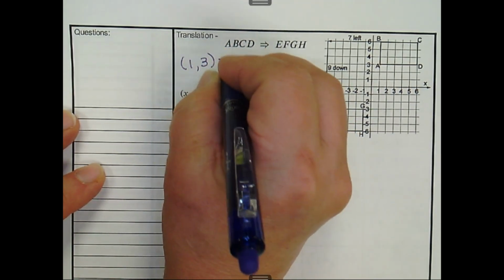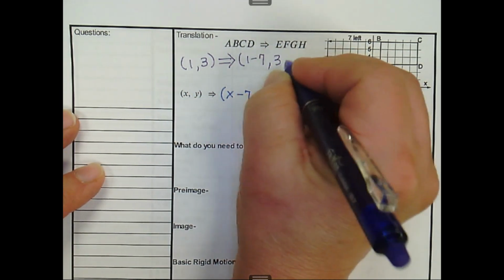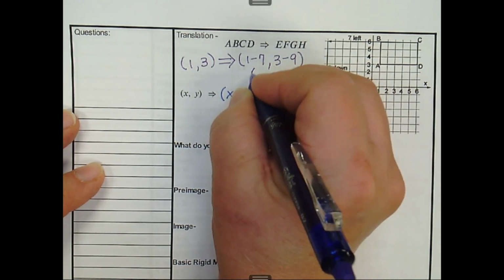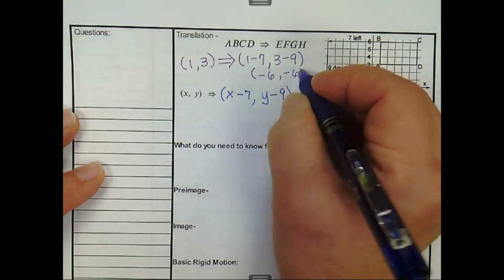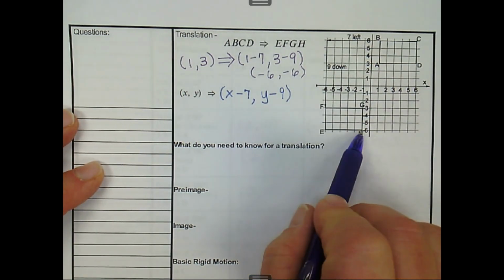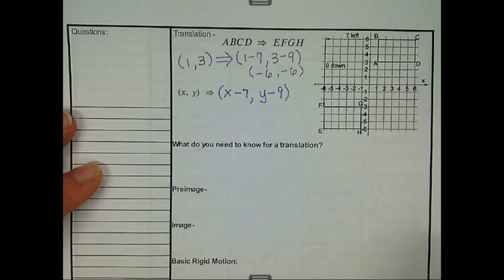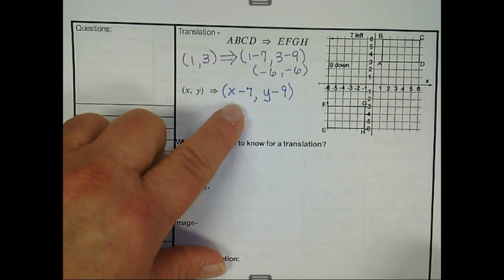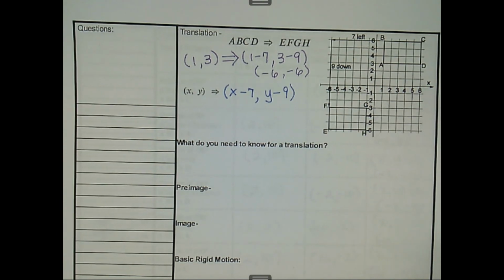1, 3 would be mapped onto 1 minus 7, 3 minus 9. So that new point would be -6, -6. Okay, -6 is right here. So you figure out how it moves, and then you do that math to your original point to get your mapped point. So what do you need to know?